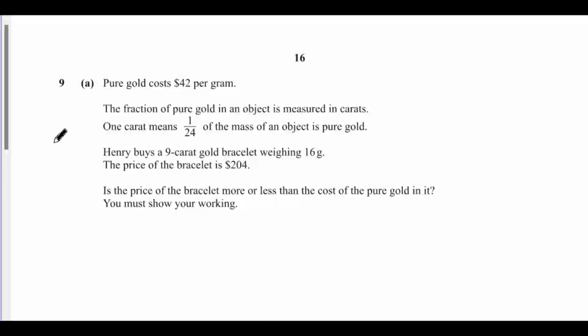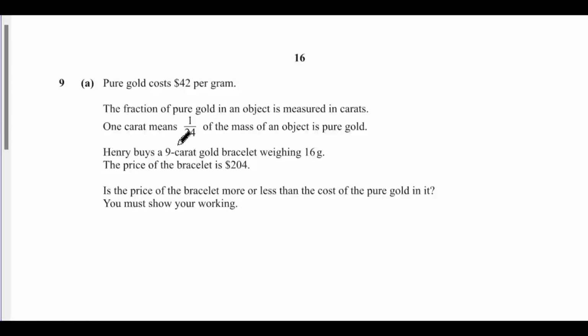Question 9. Pure gold costs $42 per gram. The fraction of pure gold in an object is measured in carats. 1 carat means 1 out of 24 of the mass of an object is pure gold. Okay, so if you have 1 carat, it means 1/24 of the object contains pure gold.